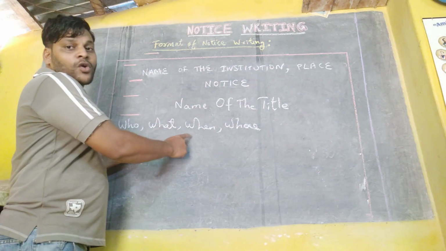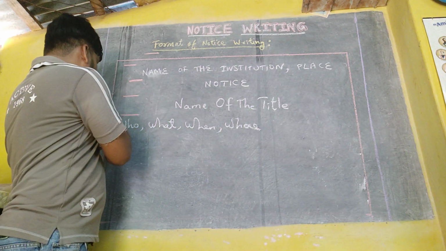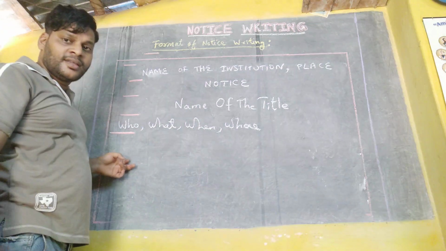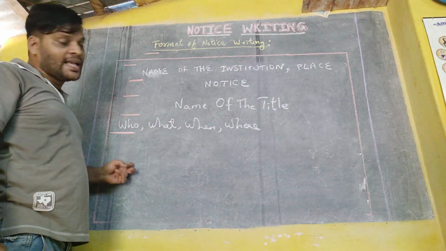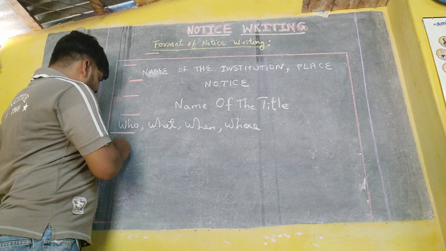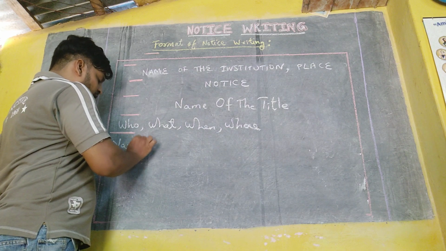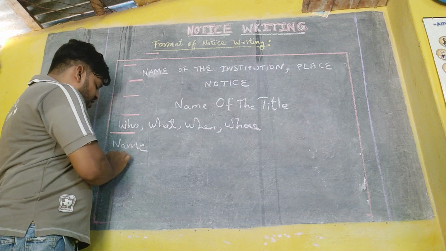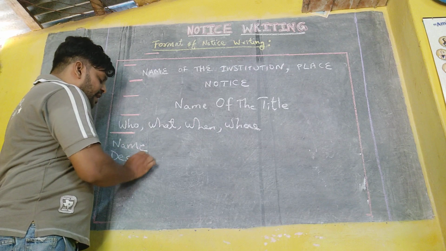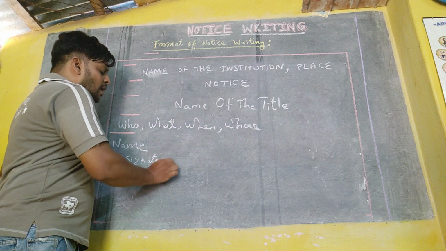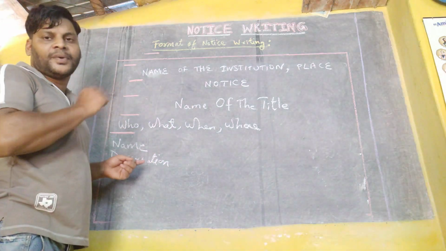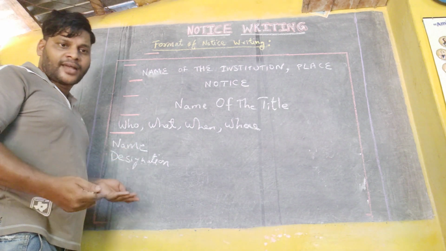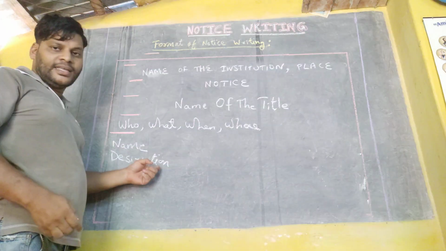After answering the content, leave one line space, and then the name and designation will come. Name on the left, and just below that, don't leave a line, designation will come. Designation means what position that person is holding, whether as a general secretary or a cultural secretary. So that is called designation.